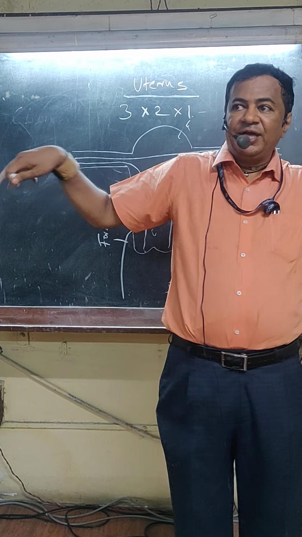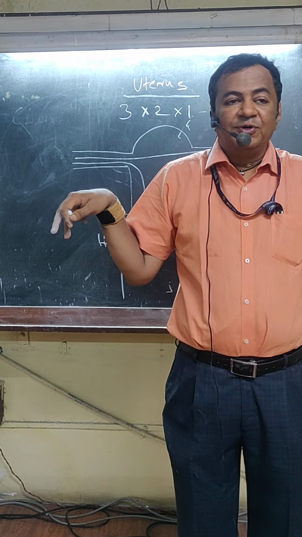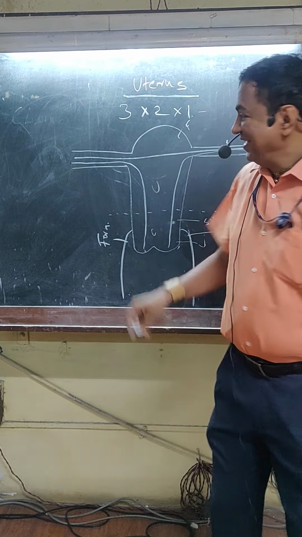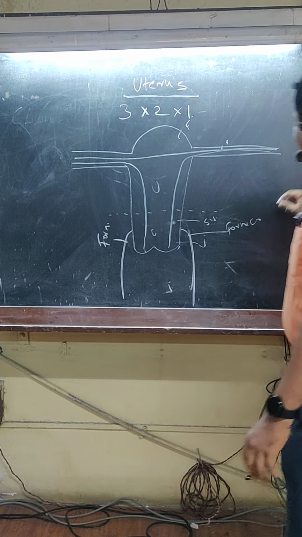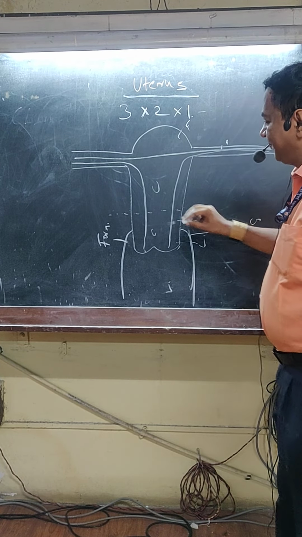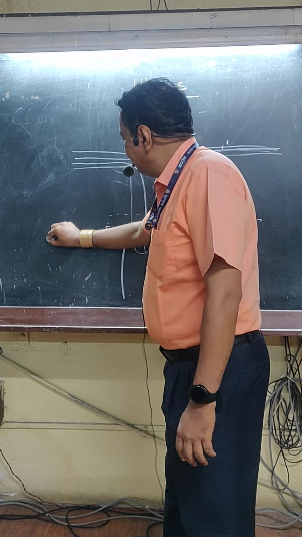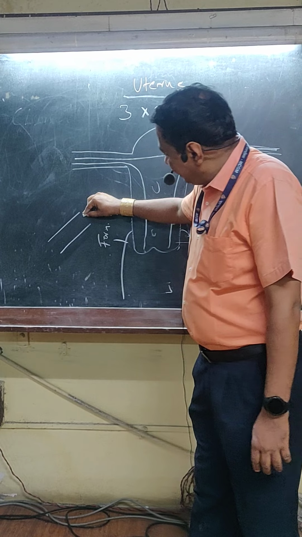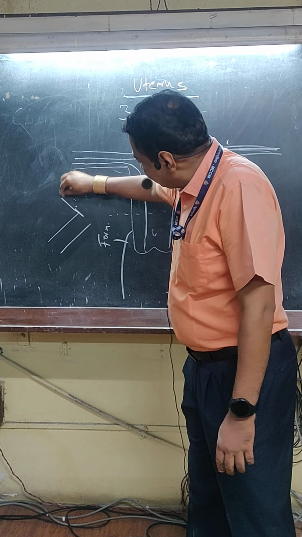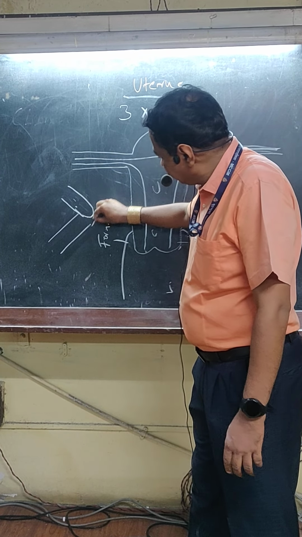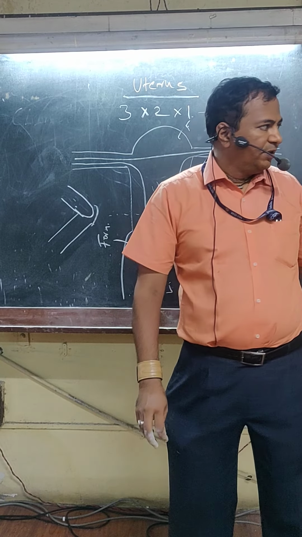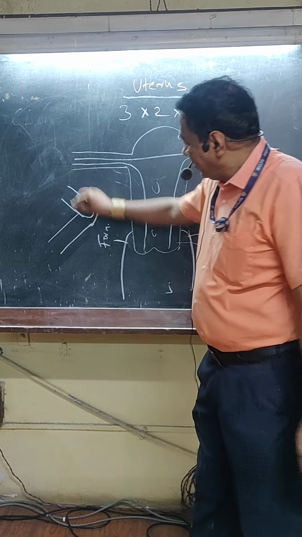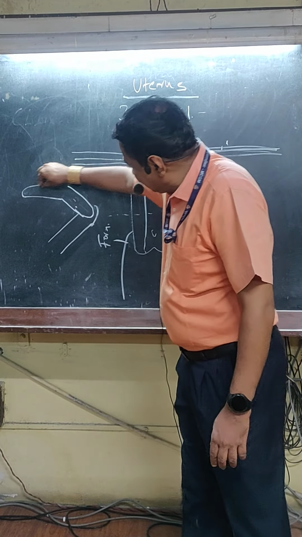Now when we talk about the uterus, it is not straight like this. The uterine tubes are like this, as I told you, and the uterus itself is also not straight. If you look from the side, suppose this is the vagina, then the cervix is like this, and the uterus is like this.